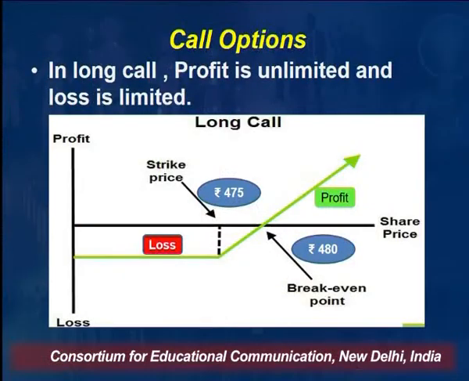But if the price goes beyond 480, then you can see the profit is unlimited. It means the higher the price, the higher will be the difference from the break-even price, that is the strike price 475 plus premium 5 rupees, 480 rupees is the cost, right? So any price which is more than 480, there will be a benefit to the option holder, right?